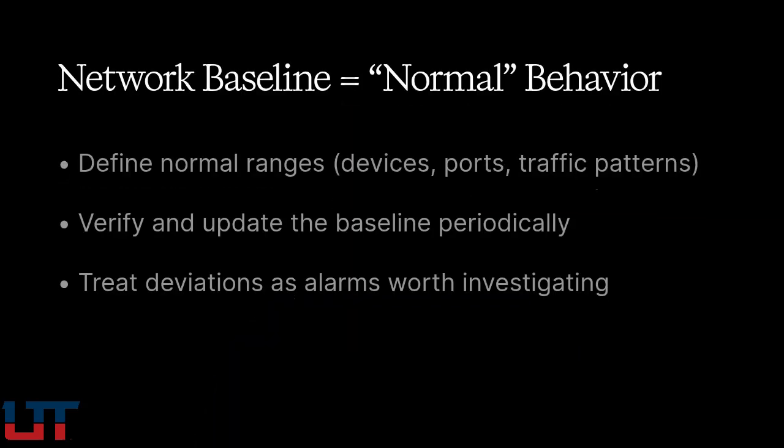Think of it exactly like process instrumentation. You set normal operating ranges for temperature, pressure, flow, and level. Any reading outside those ranges triggers an alert. A network baseline is the equivalent, the normal operating range for network behavior. Build it, verify it periodically, and treat deviations as alarms worth investigating.